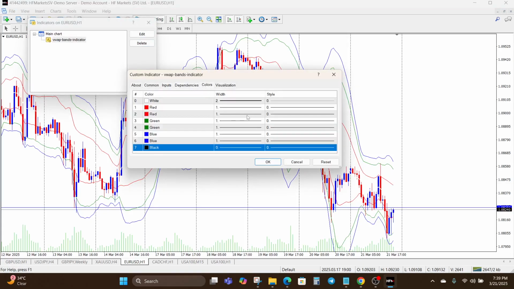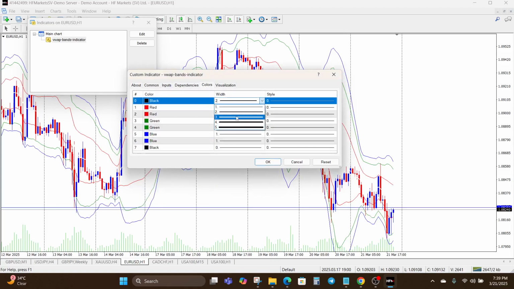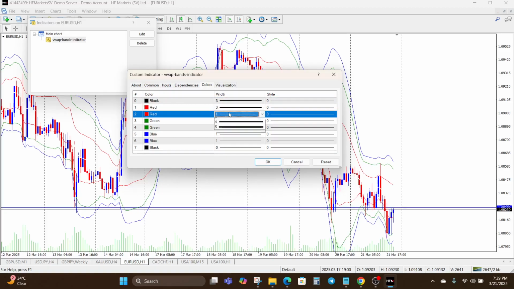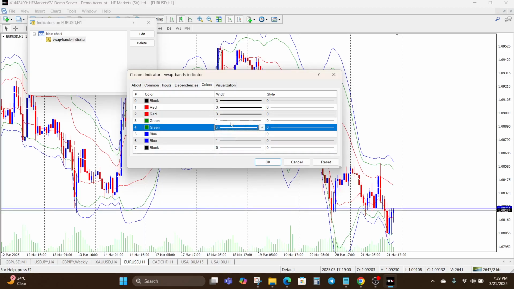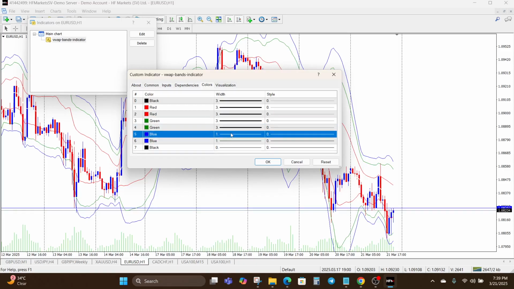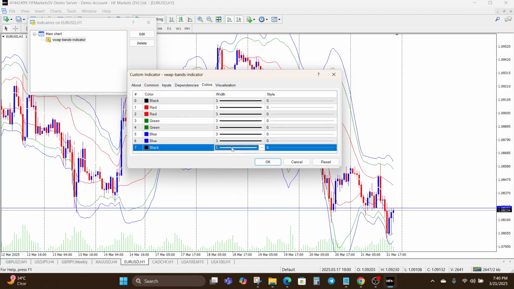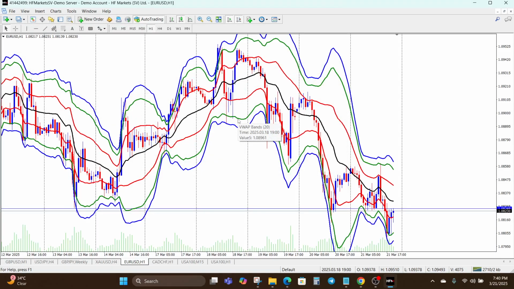Now, in case this is not clear enough, let me make the lines thicker and change the color to make it visible. I just want to be sure that you can see the indicator clearly.